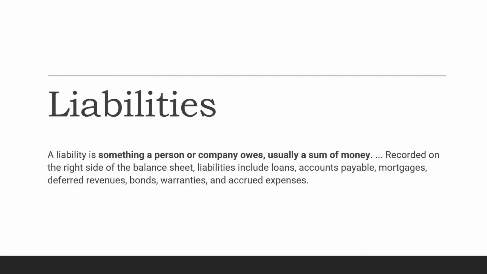Liabilities. A liability is something a person or a company owes, usually a sum of money. Recorded on the right side of the balance sheet, liabilities include loans, accounts payable, mortgages, deferred revenues, bonds, warranties, and accrued expenses.